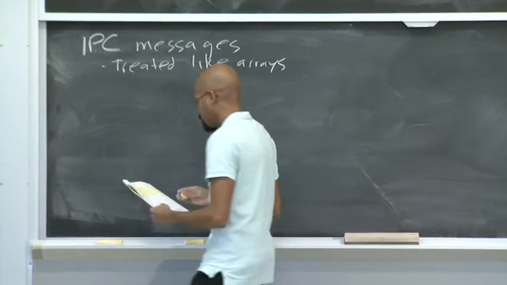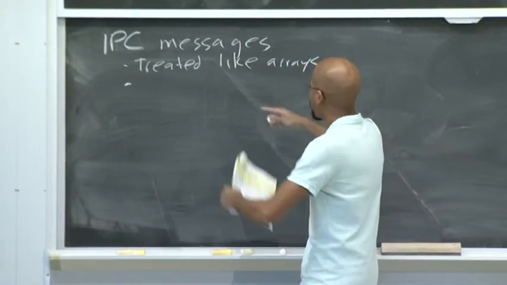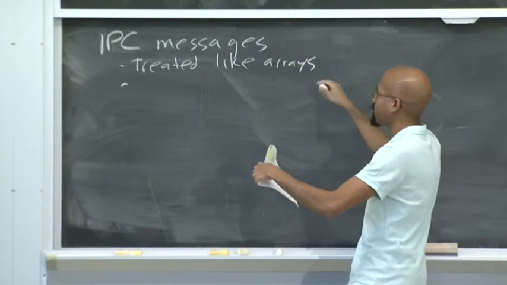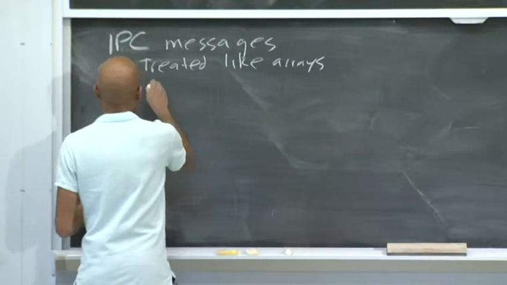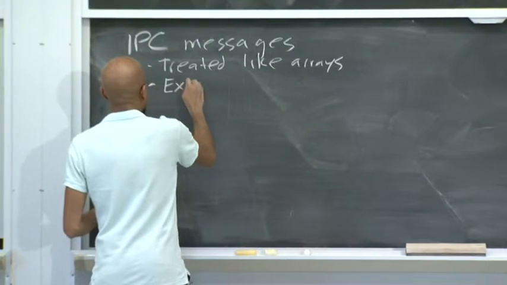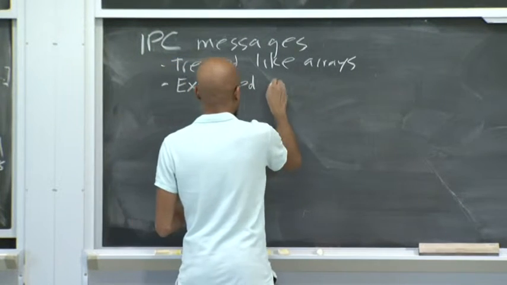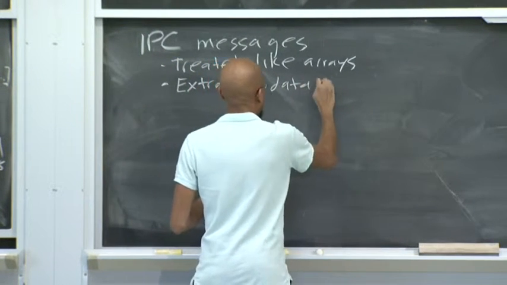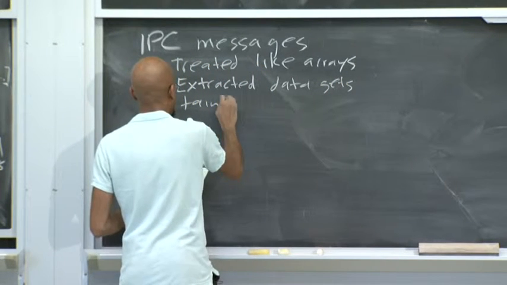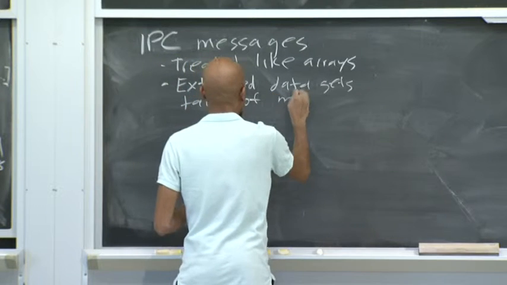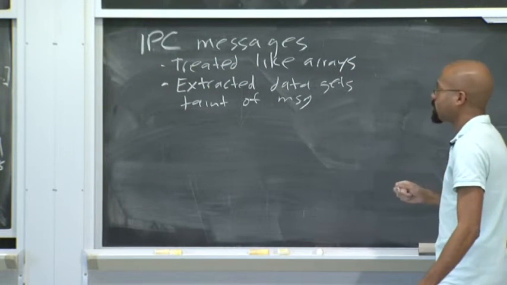And so this is sort of how things work when you're constructing the message, right? That message gets the union of all the taints of its components. And then when you're reading it, once you receive the message, the extracted data gets the taint of the message itself, which makes sense. So that's how IPC messages are treated.